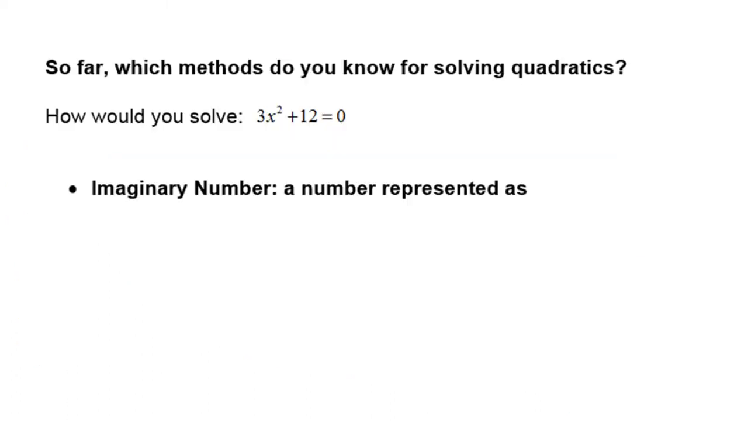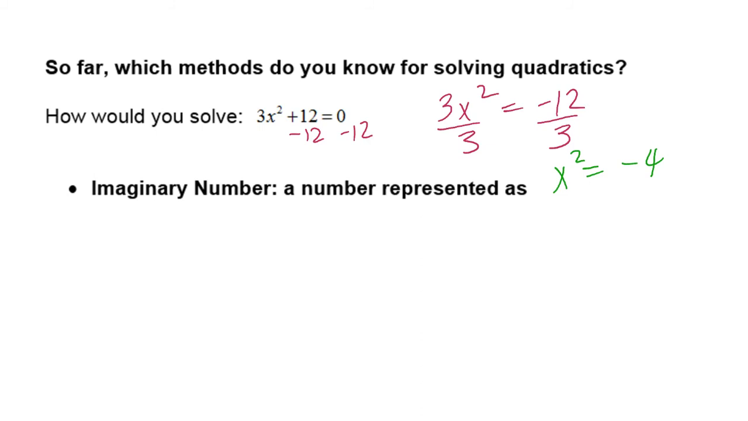So using what we've learned so far in our class, how would we solve for this equation? Well, I would minus 12 on both sides. 3x squared equals negative 12, and we'll divide by 3. So then I get that x squared equals negative 4. Well, if x squared equals negative 4, and I need to get x by itself, I need to undo that, so I get a square root of... OMG. I can't take the square root of a negative.